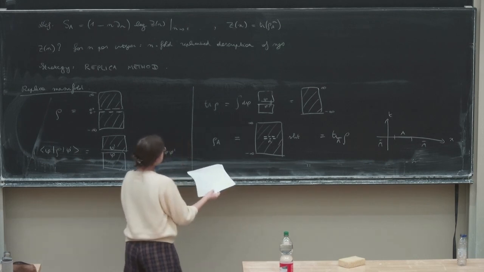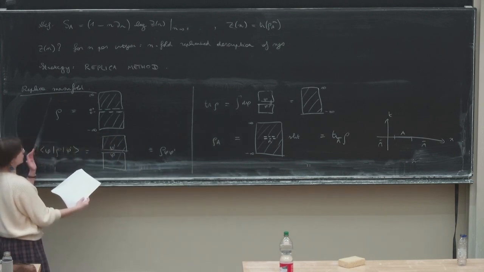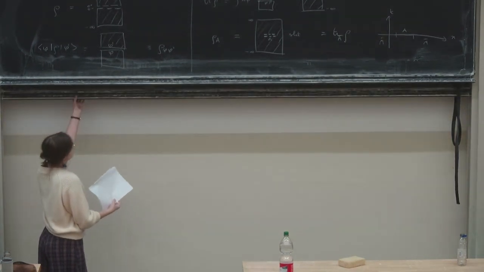So let me write down the matrix elements of rho_A in the same way that here I wrote down the matrix elements for the full density matrix.